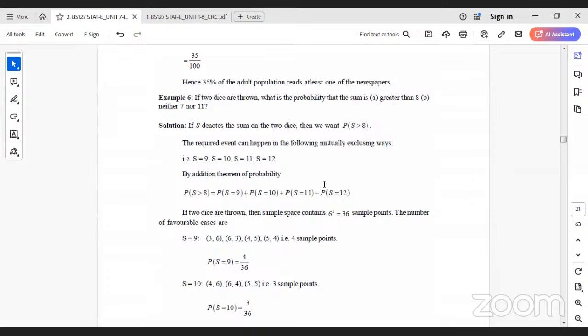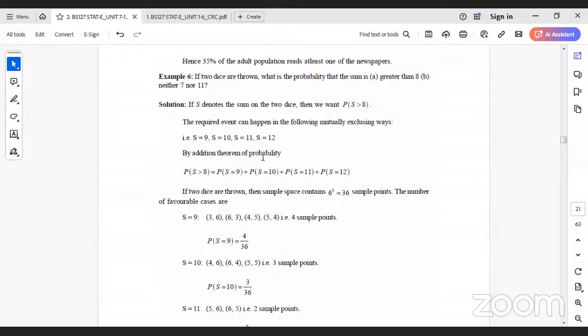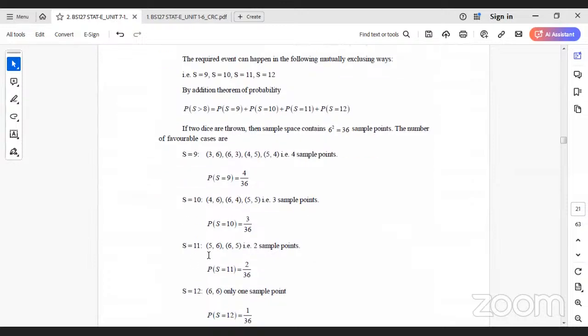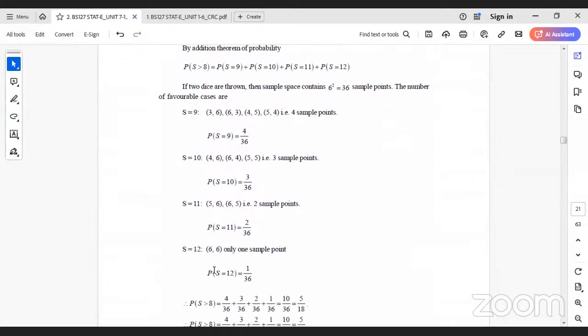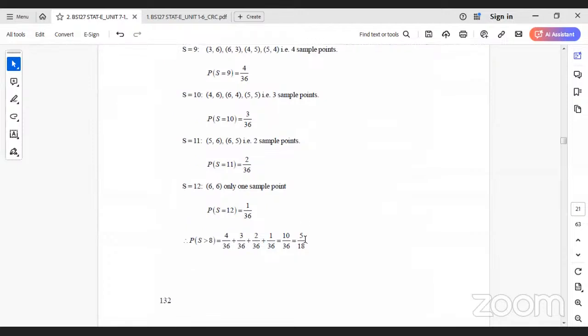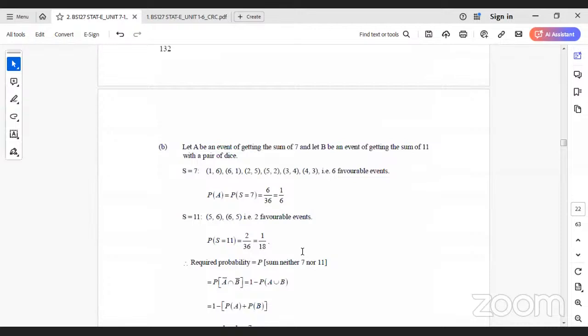So the dice sample space contains 6 squared, that is 36. The number of cases for S equal to 9 are 3 6, 6 3, 4 5, 5 4, so 4 samples, that is 4 by 36. S equal to 10: 4 6, 6 4, 5 5, so 3 samples. S equal to 11: 5 6, 6 5, that is 2 by 36. S equal to 12: 6 6, that is 1 by 36. Greater than 8 means 4 by 36, 3 by 36, 2 by 36, 1 by 36, which adds to 10 by 36, that is 5 by 18. Clear? Clear, sir.